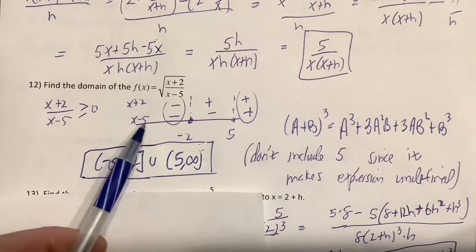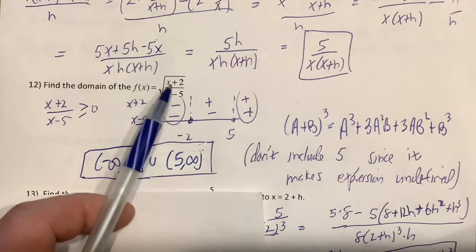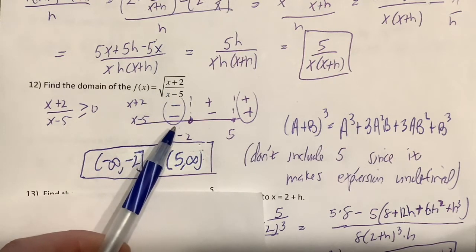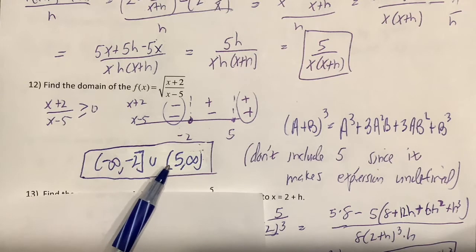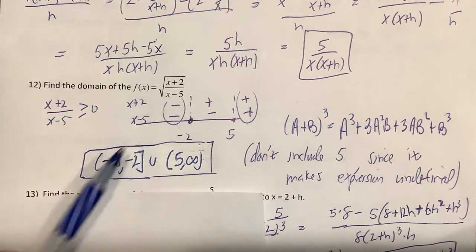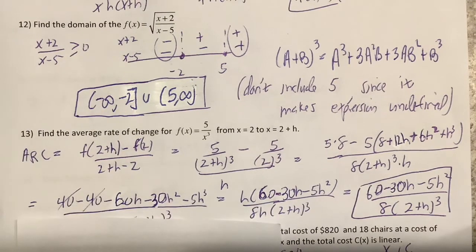And then you pick test points in between each region. Remember, I want this to be a positive expression. So either less than -2 or greater than 5. However, we don't include the 5. We do include the -2, but not the 5, because if you plug in 5, it makes the bottom 0. It's undefined. This one's kind of messy. I didn't intend it to be, but it is.